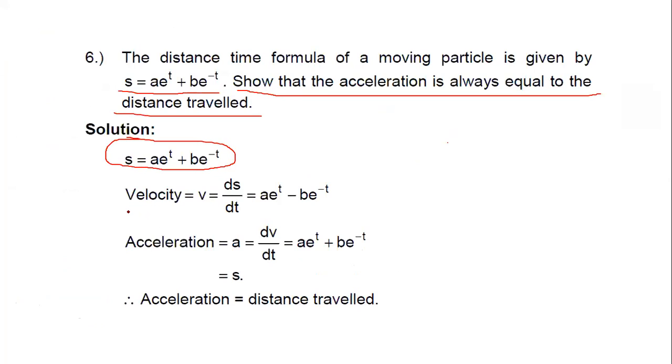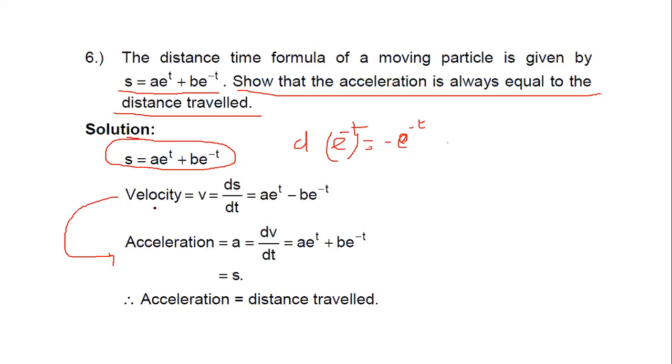You find the velocity next. Velocity means differentiate with respect to t. That means a e power t; the differentiation of e power t is e power t only. But the differentiation of e power minus t is minus e power minus t. So you will get a e power t minus b e power minus t. That is velocity. And then acceleration.